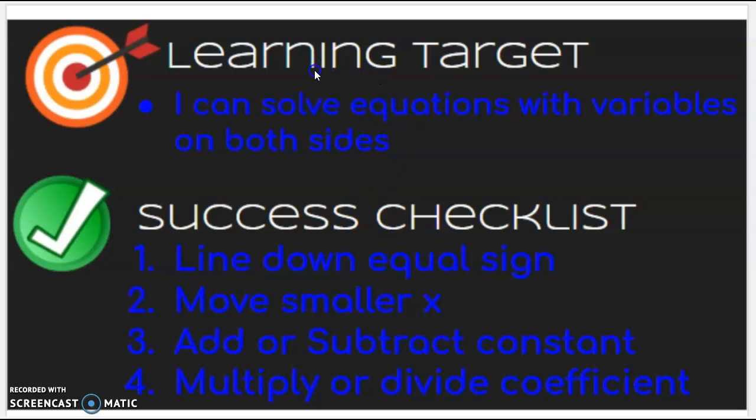The way we're going to achieve our target is by drawing a line down our equal sign. We're going to move the smaller x. We're going to add or subtract our constant. Remember, that's the number that's by itself. And then we're going to multiply or divide our coefficient, the number that is with the variable.